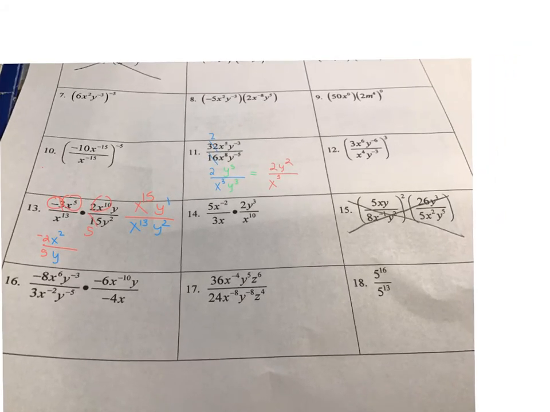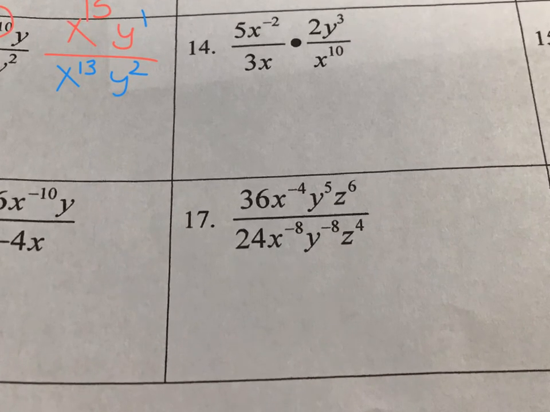15, we skipped. Number 17. I can take a 12 out of each of these coefficients. That gives me 3 and 2. But now I have to deal with all these negative exponents. So my x's I'm going to flip over. My y's, the y to the 8th will go to the top, and the y to the 5th will stay on top. And then my z's stay where they're at. Once I get rid of my negative exponents, I am ready to start playing the game.